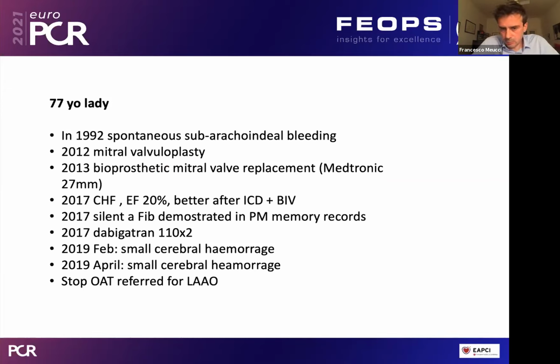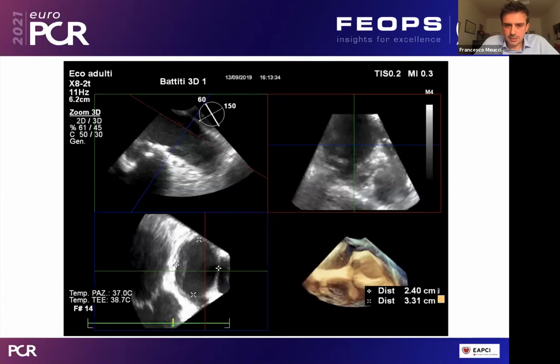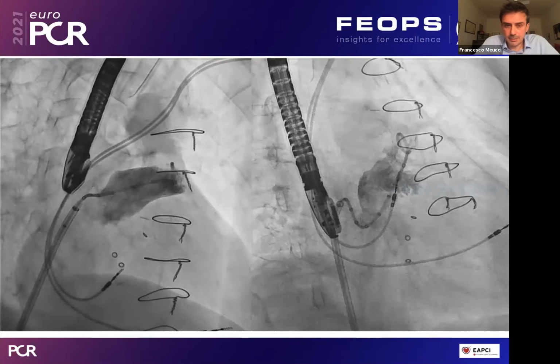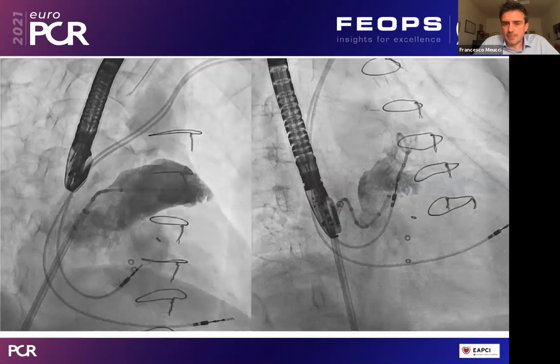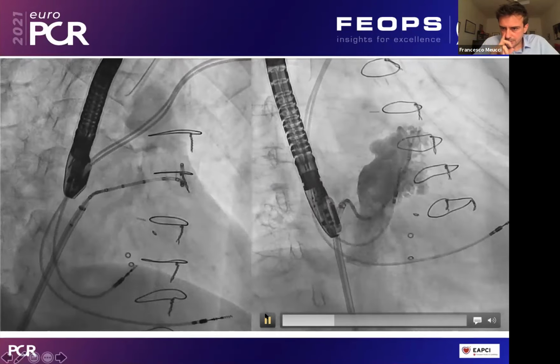So she was proposed for a left atrial appendage occlusion, and this was the CT scan with a huge appendage, 30-31 millimeter of measures, and we did this procedure with the Amulet 34 device. This was monitored, as you can see, with the transesophageal echocardiography, and these are the angiographies with the same 2 projections we use in our standard practice.